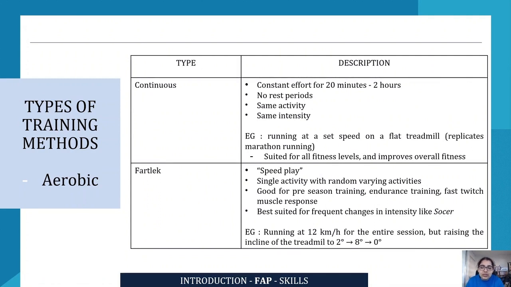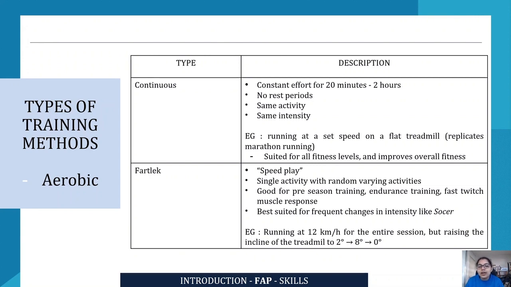Continuous aerobic is essentially when we are giving constant effort, going to the best of your ability for 20 minutes to 2 hours. There are no rest periods. The activity is the same, so it can become a bit monotonous, and the intensity is also the same. Examples can include running at a set speed on a flat treadmill, which actually replicates running a marathon, and this is suited for all fitness levels, and it also improves your overall fitness level as well.